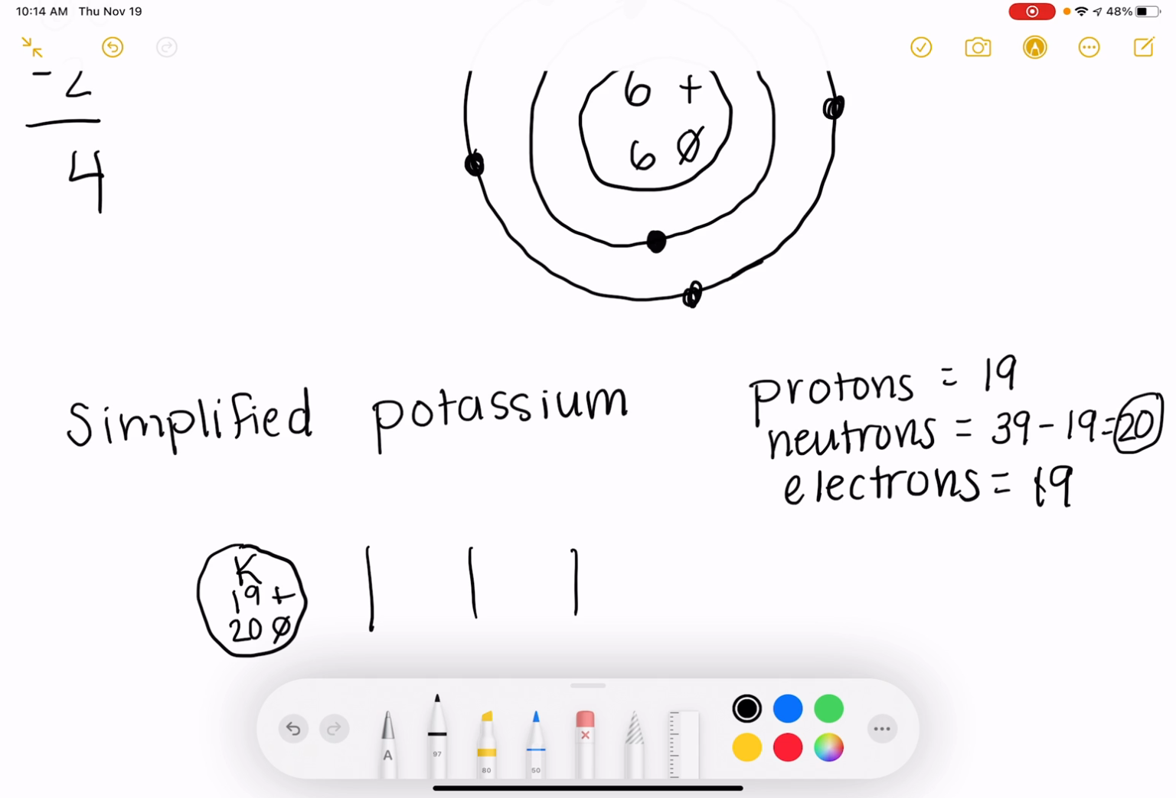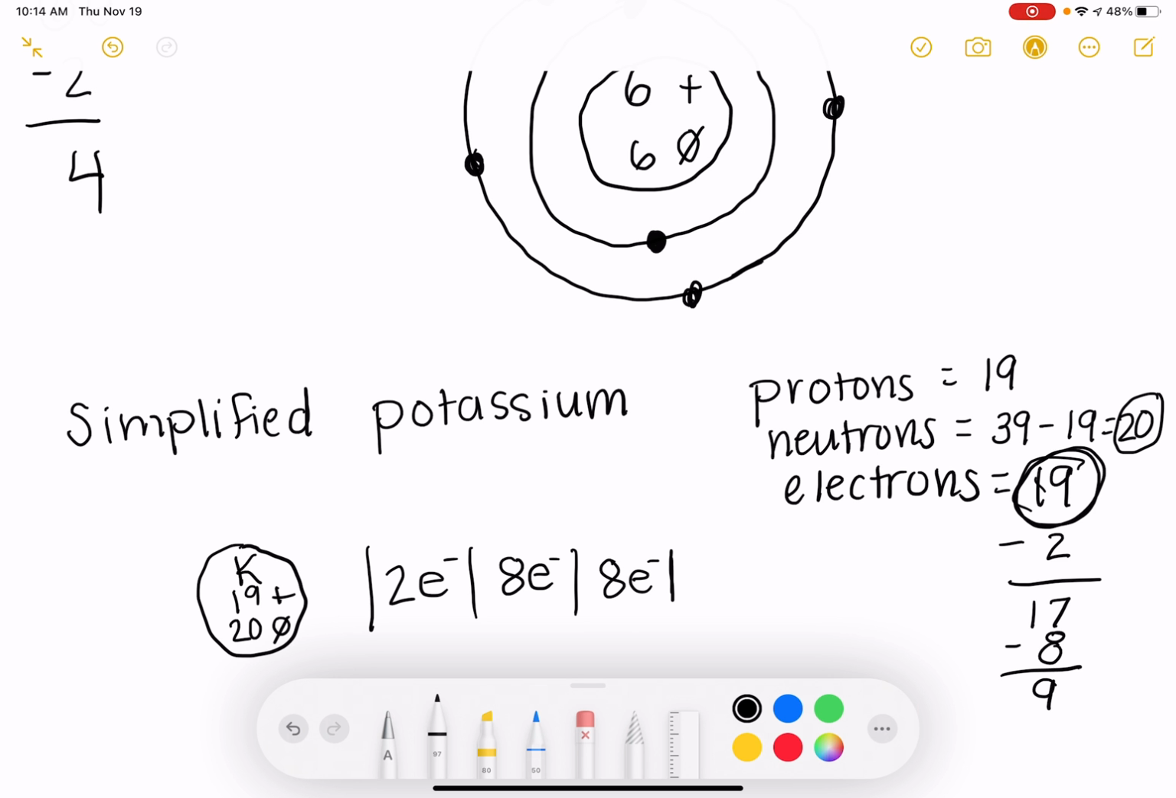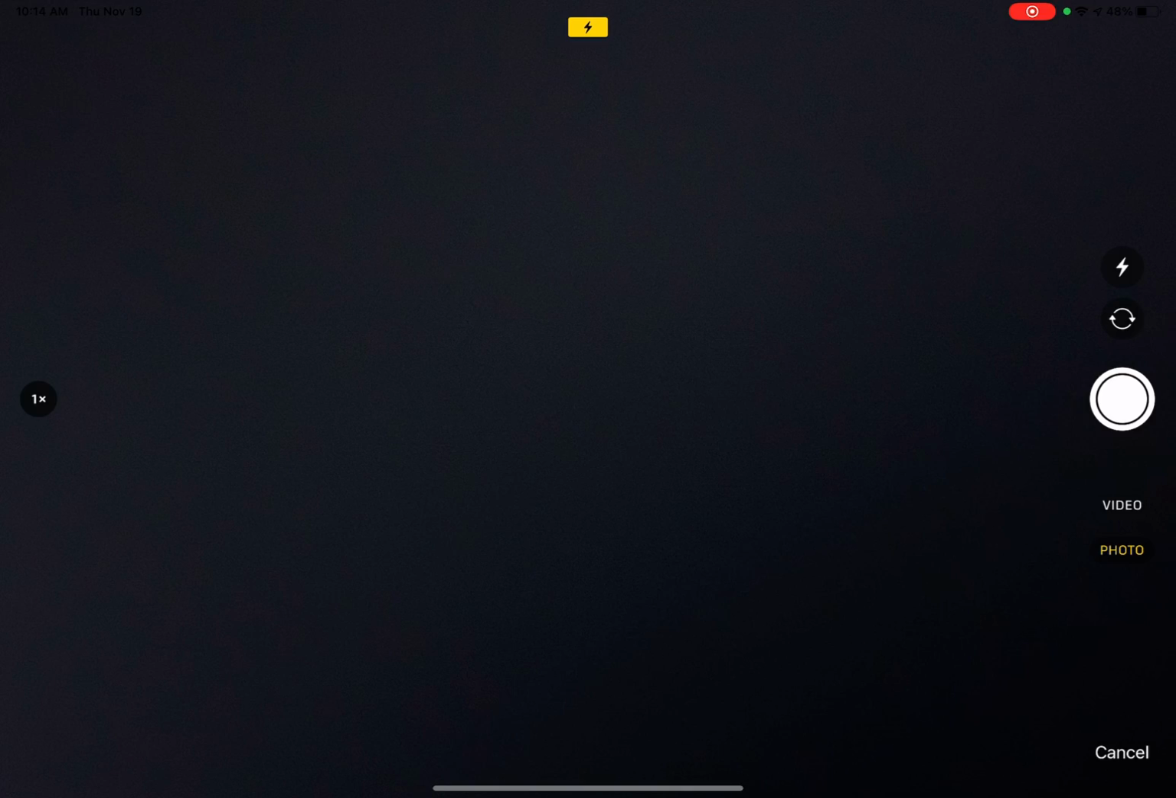So our divisions here, we've got 19 electrons to work with. So we put 2 in the first one, because remember there's always only 2 in the very first circle. So 19 minus 2, that gives us 17. In our second circle, it can hold a total of 8. So that's 8 that we're going to take away from 17. That's going to leave us with 9. The next circle can hold up to 8 as well. Just to show you I'm not making this up.